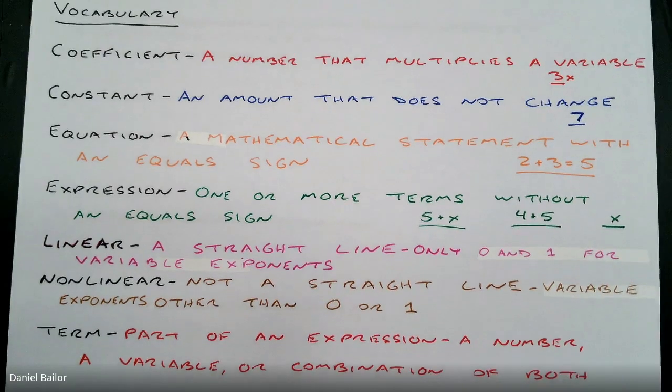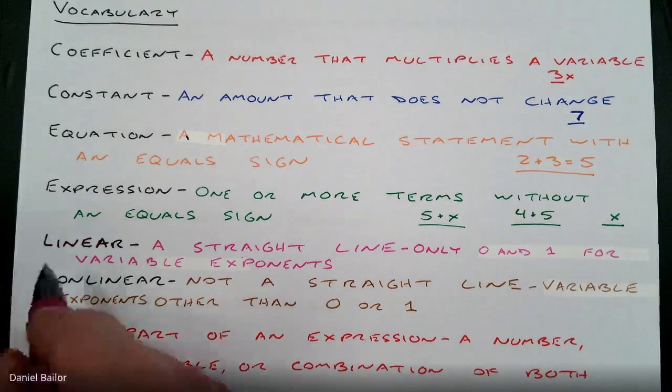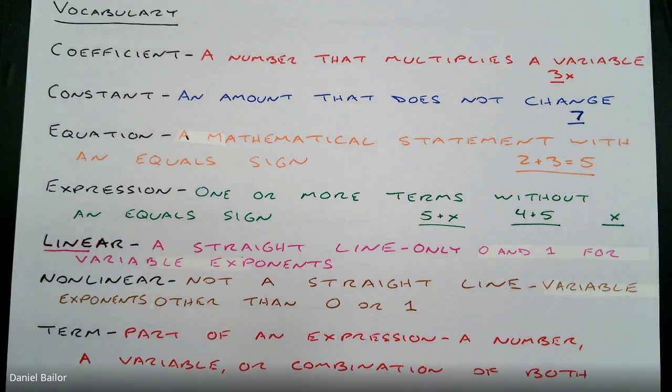Our next two terms are similar also, linear and nonlinear. Linear means it's a straight line. In fact, you can even know that linear means a straight line because the word line is in linear. Linear means a straight line.